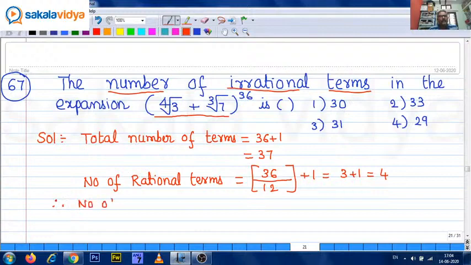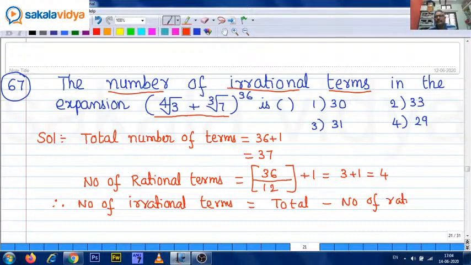Therefore the number of irrational terms equals total minus number of rational terms. That is equal to how much? 37 minus 4 equals 33. That means the second option is the correct option.